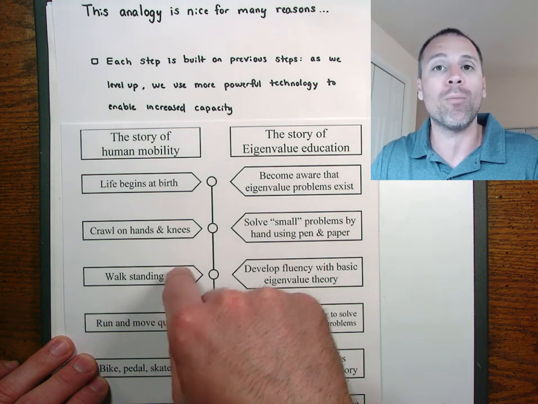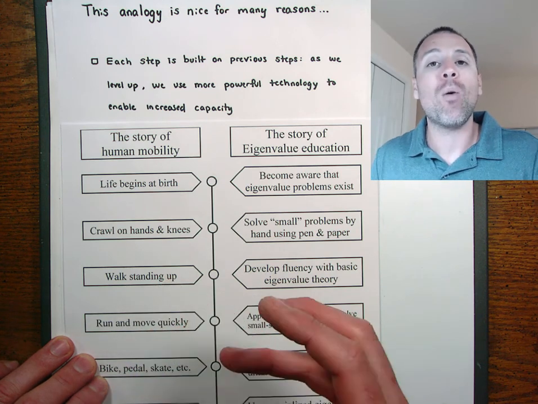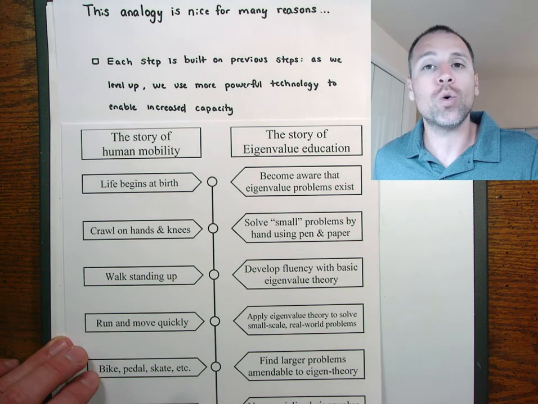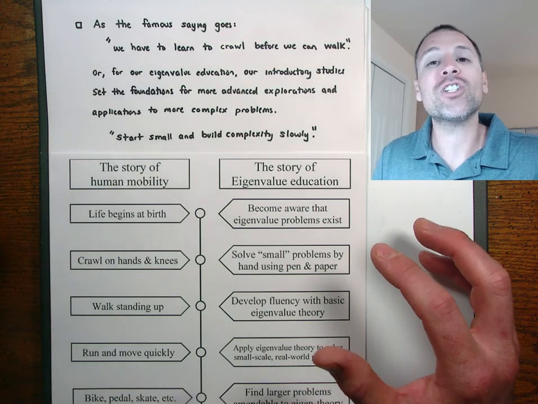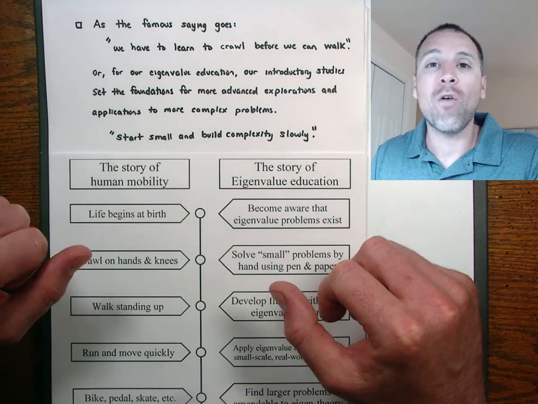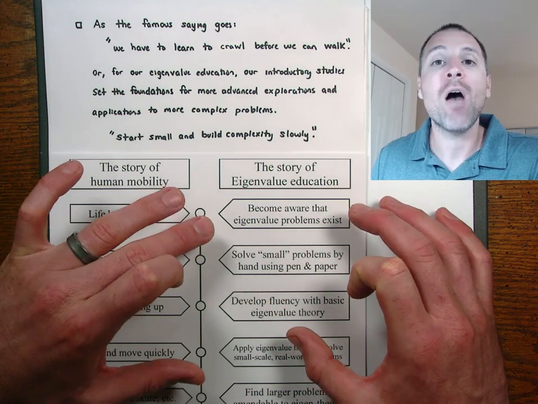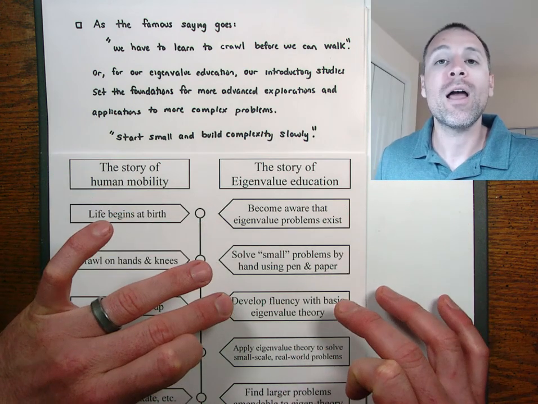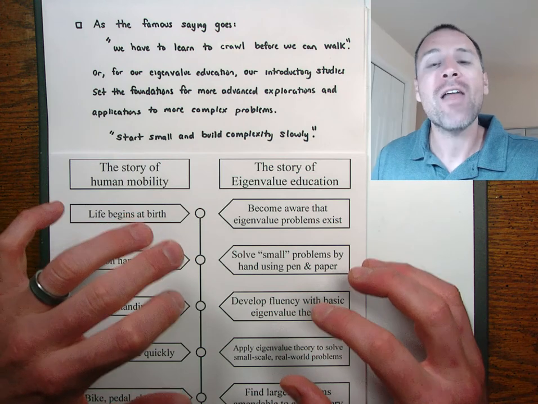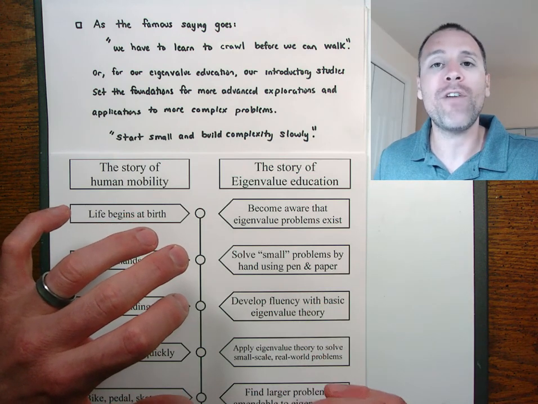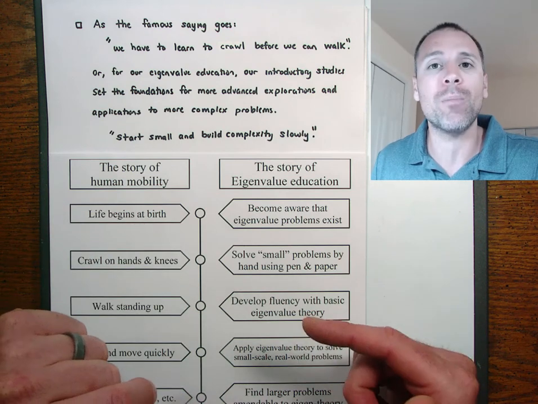As we get more and more mobile and aware of our own bodies, we become able to leverage more powerful techniques and tools to move around faster. Another way to say this is wrapped up in the idea we have to learn to crawl before we can walk. For eigenvalue theory, that means that we study the basics, we study the introduction before we get introduced to the more complex concepts. And the more fluency we have in that foundational material, the lower barrier to entry we will face when we go on to more advanced problems and when we go to apply those problems in practice.